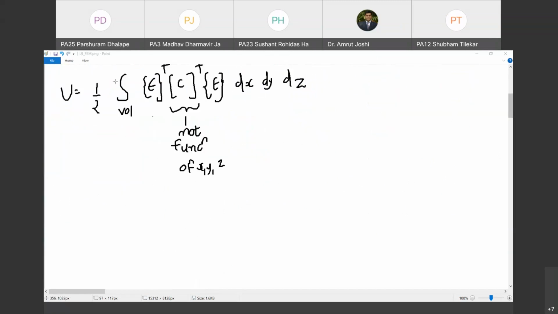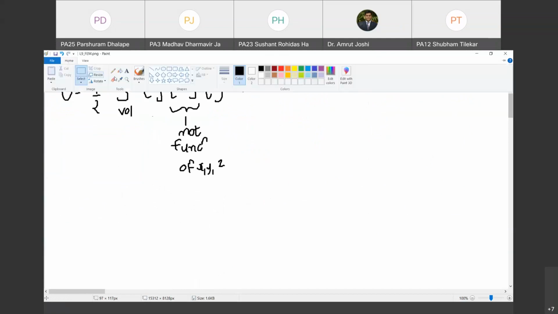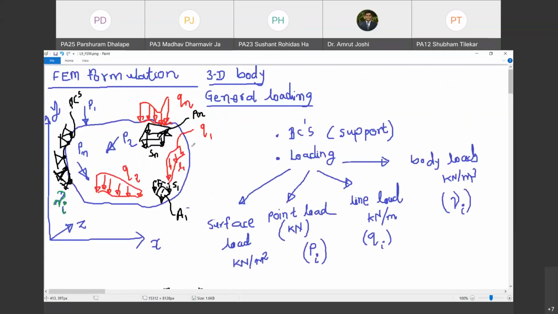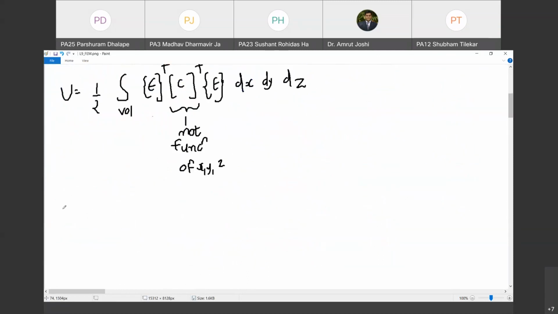So now the task is, as I said, the primary unknowns are displacement fields, that is u, v, and w. u is the x directional deformation at a given point x, y, z. v is y directional deformation at a given point having coordinates x, y, z. And w is z directional translation at a given point with coordinates x, y, z. You change the point and I'm going to give you different values of u, v, w. So we call them displacement fields.